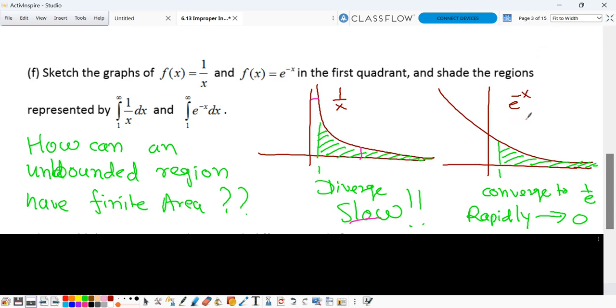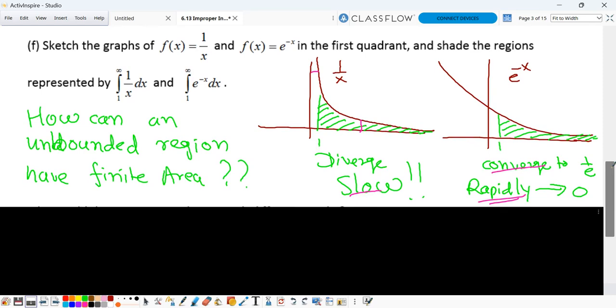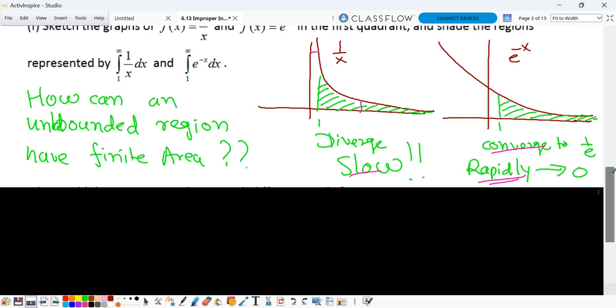Whereas e to the negative x is an exponential decay function. When it increases, it increases very fast, but when it decreases, it also decreases very fast. If it comes down fast, that means the area is converging to 1 over e. So have a clear idea again of who is converging, who is diverging, and why. So this is the introduction of improper integrals.